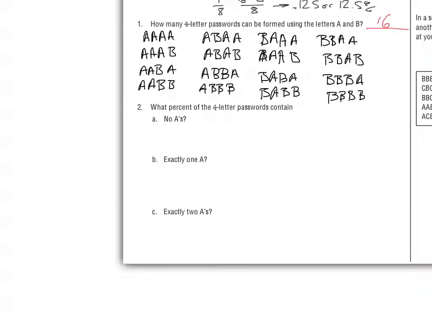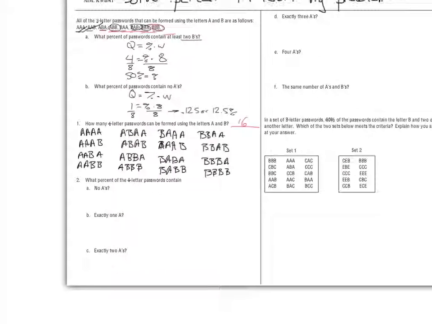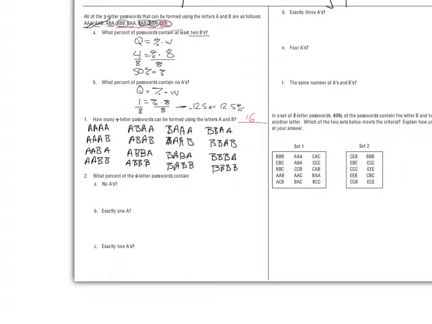So what percent of the passwords contain no A's? So again, we're thinking about this Q is equal to percent times whole, where our whole is the total number of combinations, and our quantity is the number of passwords that meet that criteria. So go ahead and, on your own, answer questions A through F.